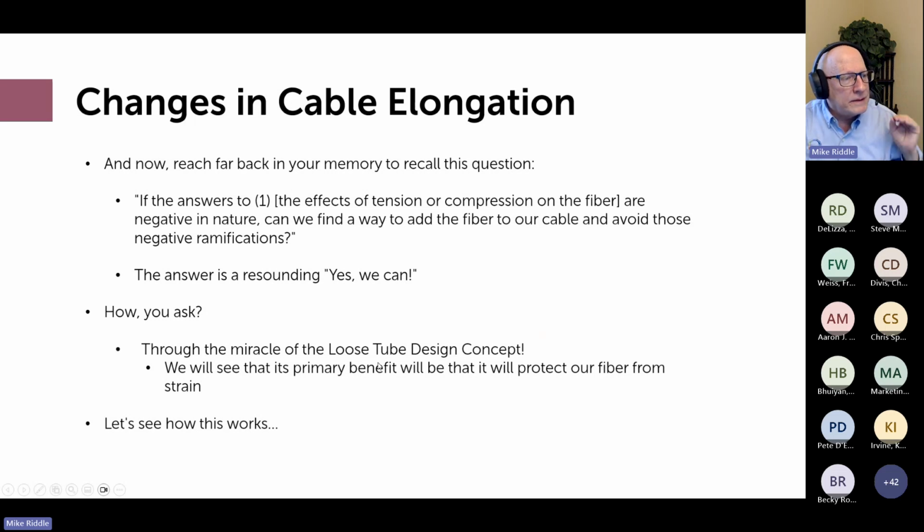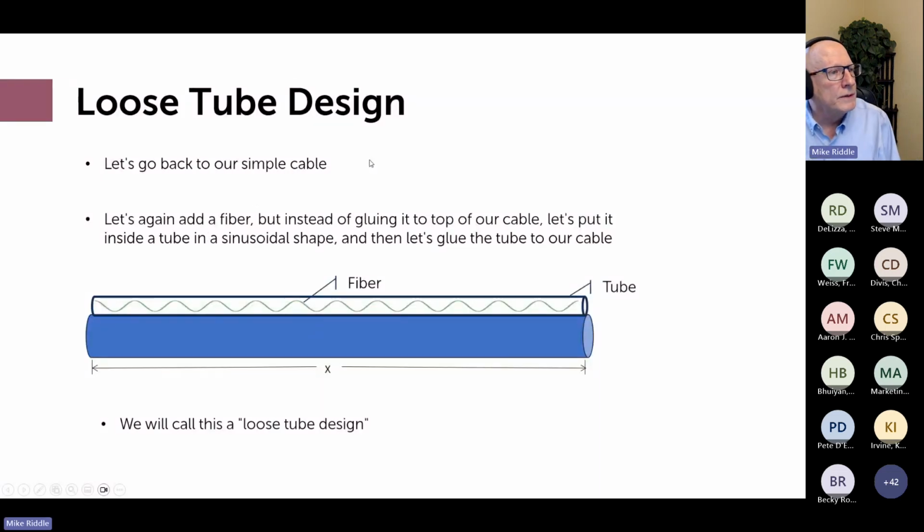And in fact, this points to the heart of the primary benefit of the loose tube design concept. It's that using the loose tube design concept, you can protect your fiber from strain. Let's see how. So let's go back to our simple cable. And again, we're going to add just one fiber, but instead of gluing it to the top of our cable, we're going to put it into a tube in a sinusoidal shape, like you see here, and then we're going to glue the tube to our cable. This is the loose tube design.